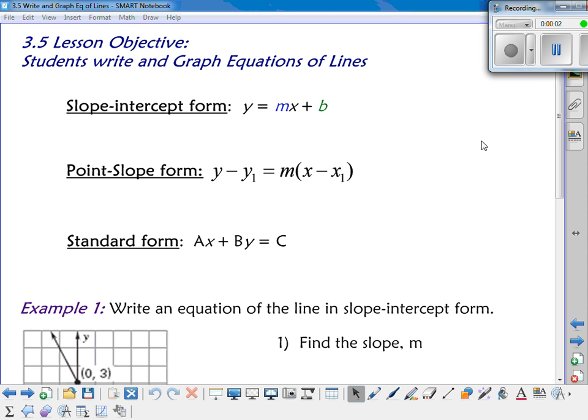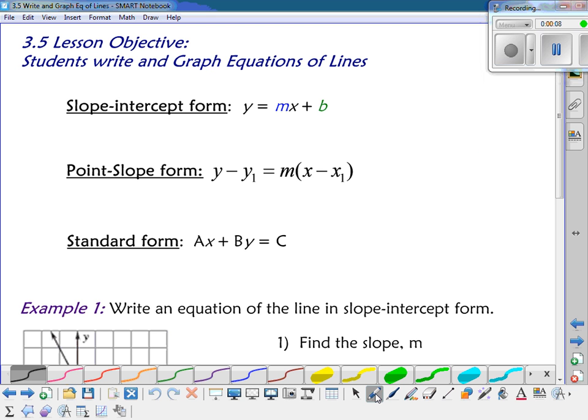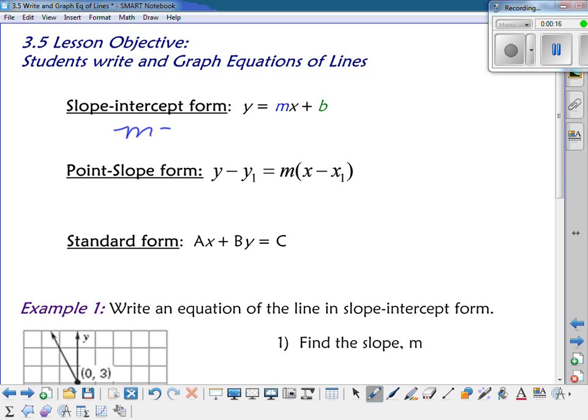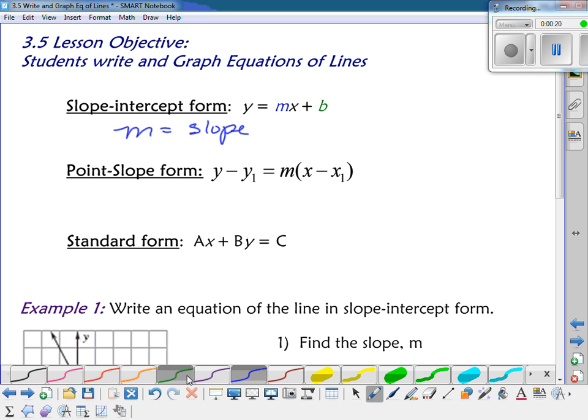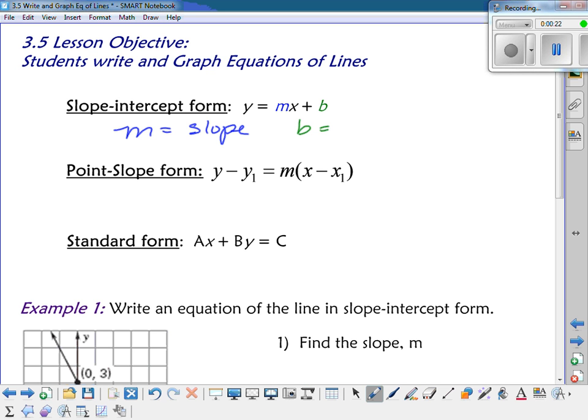Today's lesson objective: students write and graph equations of lines. So we have some more review here from Algebra 1. First of all, the slope-intercept form for a line is y equals mx plus b. m stands for the slope, and b stands for the y-intercept, where it crosses the y-axis.